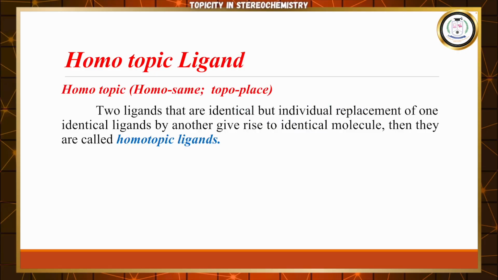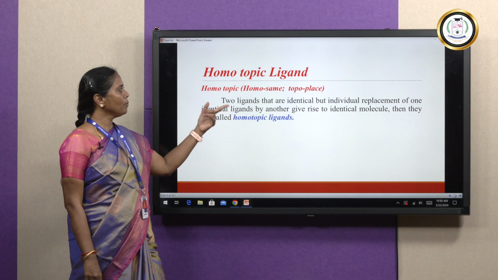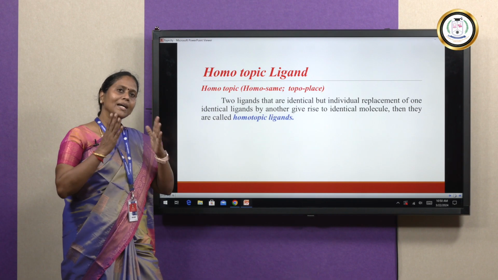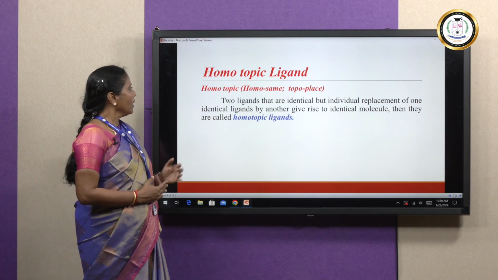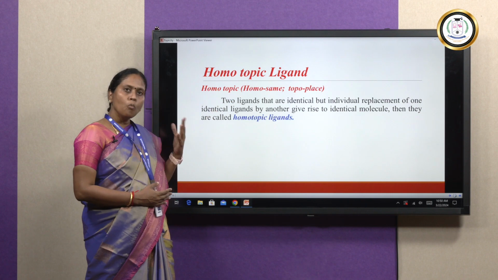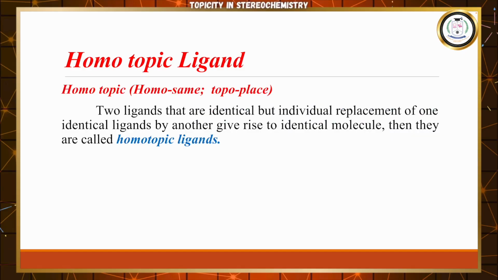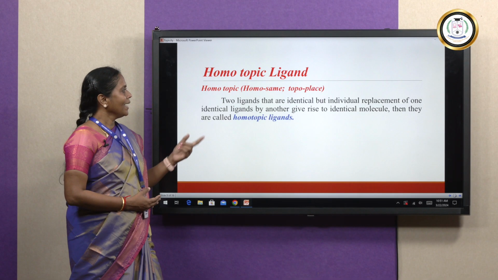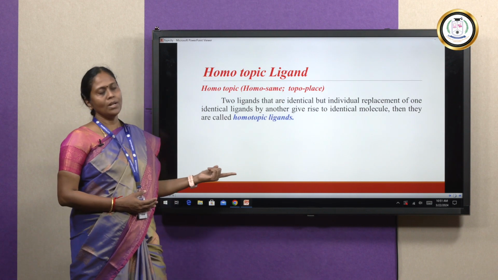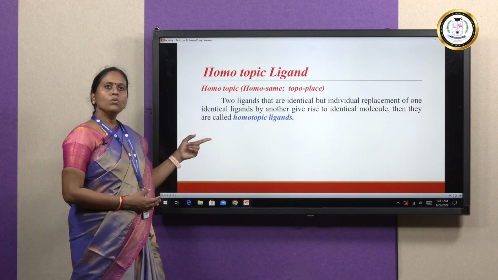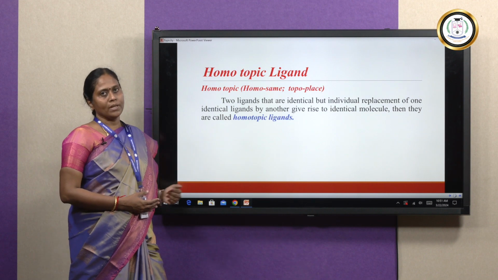So what is a homotopic ligand? If you see, homo means same, topo means place. So they have an identical place in the molecule, so their constitution is the same. Now, the two ligands that are homomorphic in nature, that are identical, if you replace one atom with another ligand, and it gives rise to an identical molecule similar to the original molecule, then we will call those two ligands homotopic ligands.